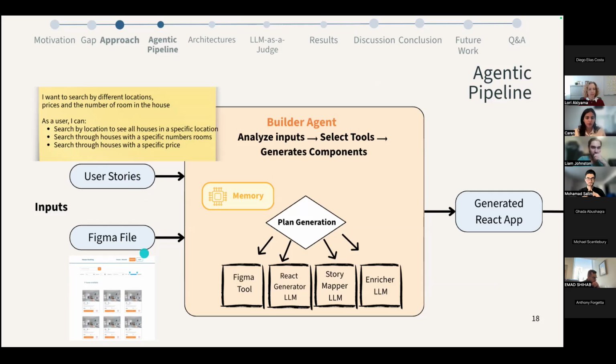We have 2 inputs for our system: the user stories, which look something like this, where we say as a user, I can do something, and the Figma file, which is a mockup on how the system should look like. The builder agent will invoke multiple tools, such as the Figma tool, the story mapper LLM, and then the enricher LLM, which together will work to generate the React application.